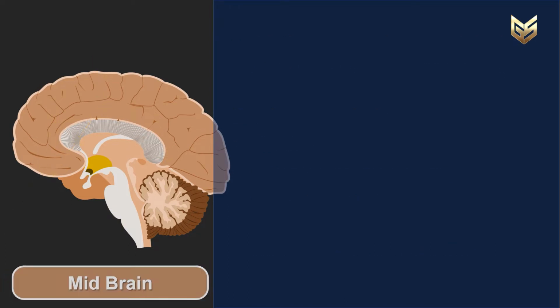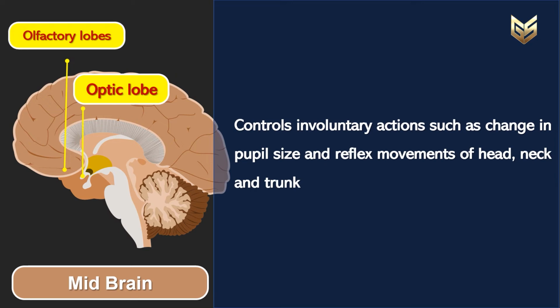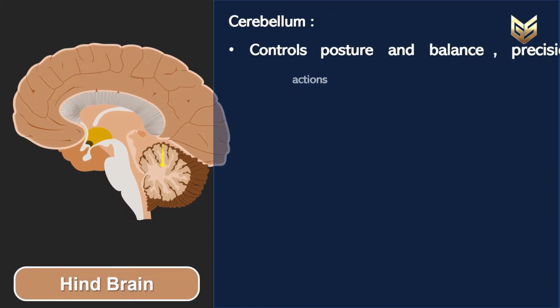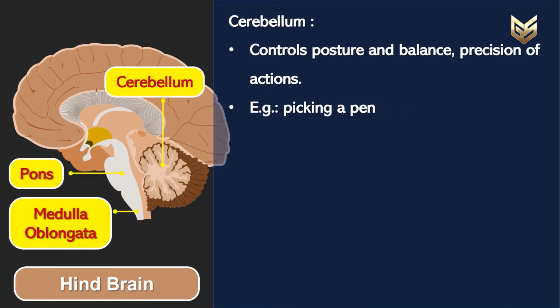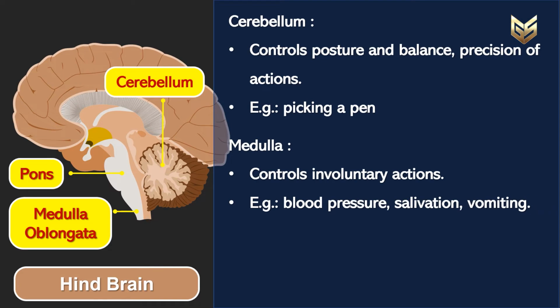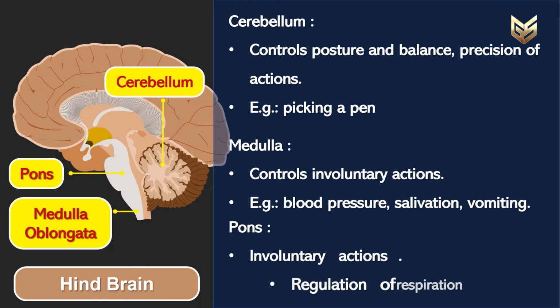Next is the midbrain. The midbrain controls involuntary actions such as change in pupil size and reflex movement of head, neck and trunk. And the last one is the hindbrain. This hindbrain is further divided into three parts. If you look at this figure, you will be able to see them. They are the cerebellum, the medulla and the pons.